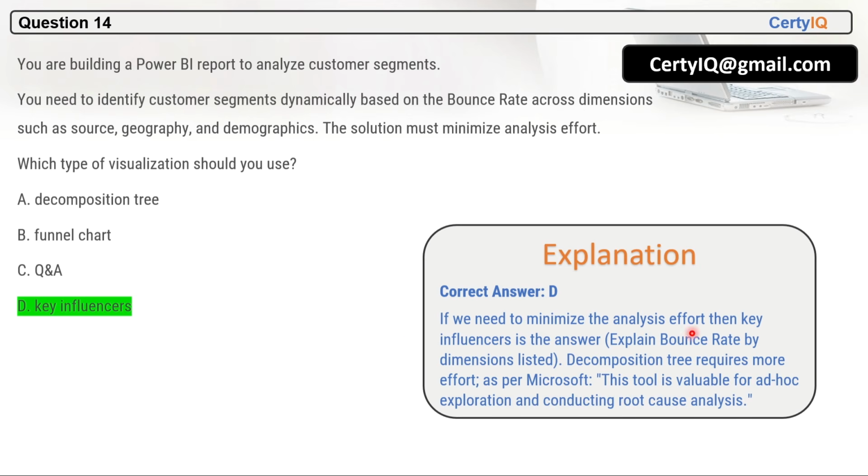If we need to minimize the analysis effort, then key influencers is the answer because it can explain bounce rate by the dimensions listed. Decomposition tree requires more effort as per Microsoft. This tool is valuable for ad hoc exploration and conducting root cause analysis.